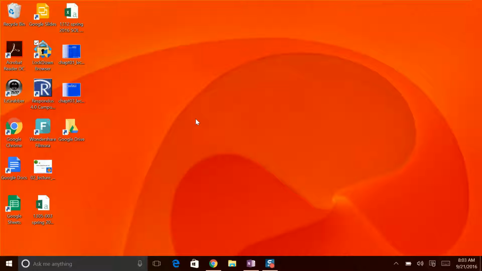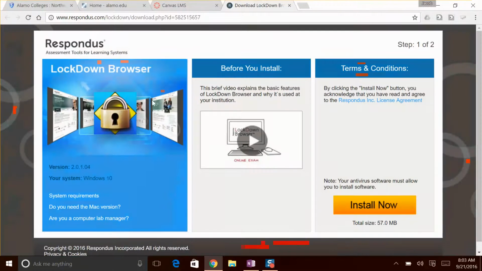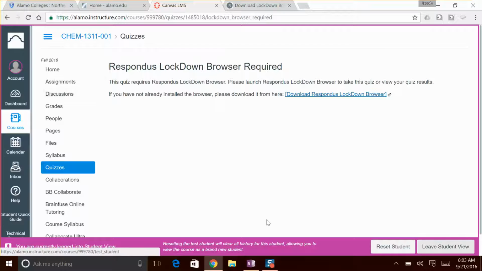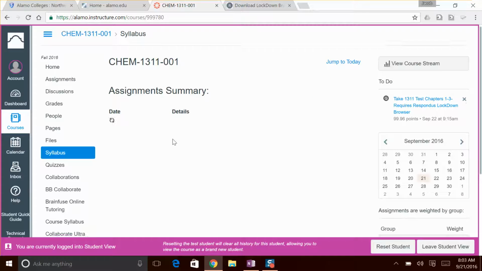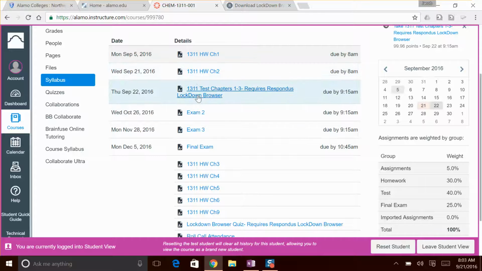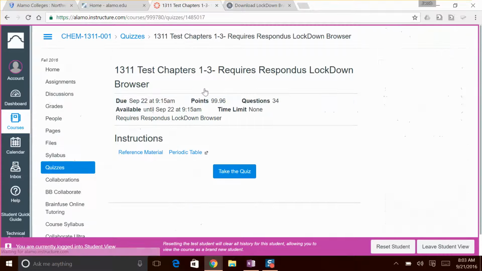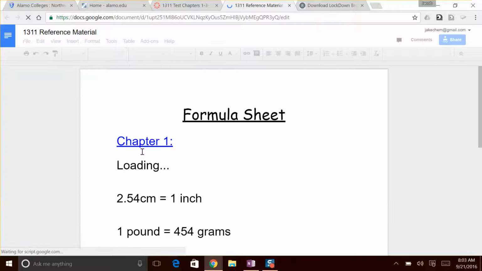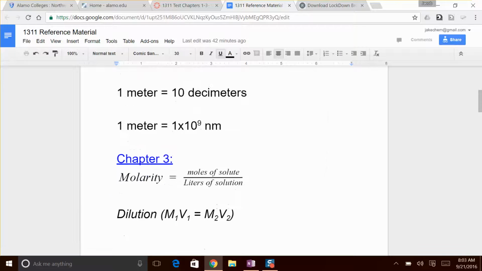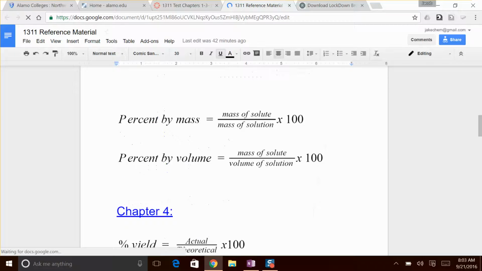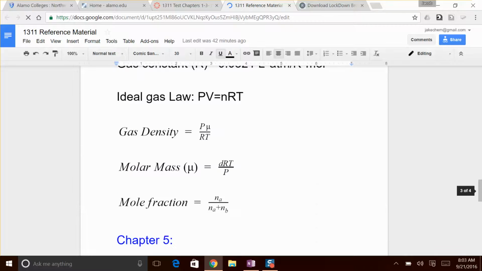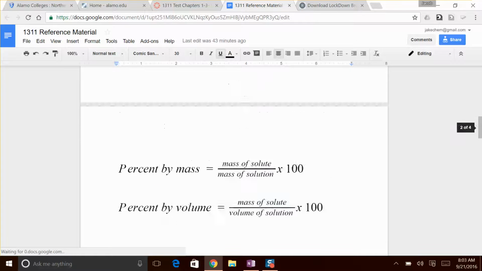And all your reference material is found on the test. So the test is now on Canvas. It's not going to let you take it because you don't have the code, but you'll be able to see things like the reference material. If you click on that, it's going to take you to a link and show you what reference materials will be available to you for this test. This is for all the tests. You'll have these, but you're not going to need all of them for this test.